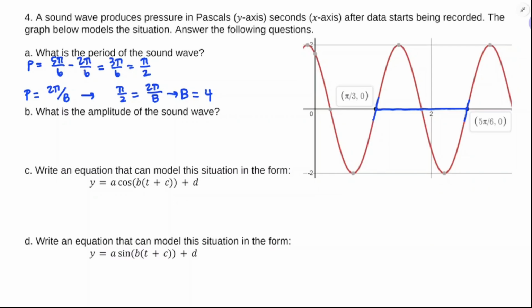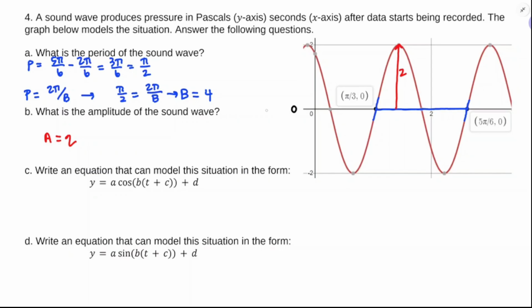They're going to ask, what's the amplitude of the sound wave? Well, from the two labeled points that were equivalent, we have to assume that's the midline. And it looks like it's going up to +2 and down to -2. So I'm going to say that the amplitude of this thing is 2. Amplitude equals 2. And now we're going to also point out that the midline is 0 there.